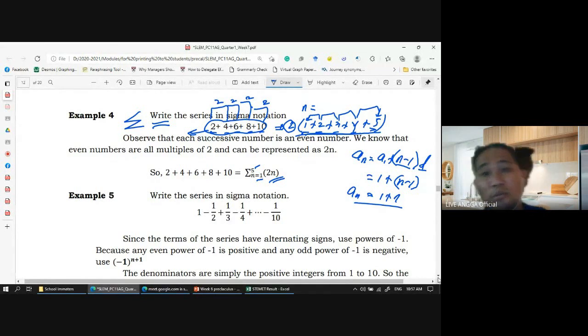It still can't be seen right away that it becomes 2n. Only here can we see that it becomes 2n. Where n starts from 1 to 5. Okay? Write the series in sigma notation.